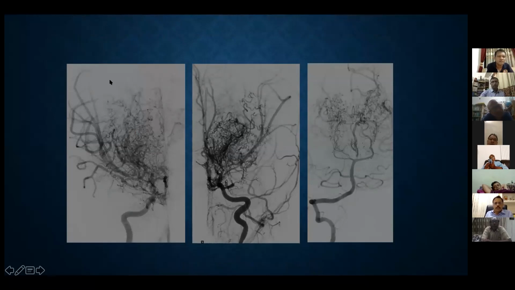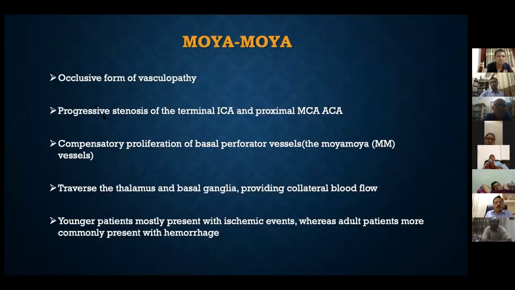So moyamoya is an occlusive form of vasculopathy. There's a progressive stenosis of the terminal ICA and proximal MCA and ACA. And there's a compensatory proliferation of basal perforator vessels, which give rise to this appearance, moyamoya, a Japanese word for puff of smoke. These collaterals go through the thalamus and basal ganglia to provide collateral flow. Young patients present with ischemia, whereas adult patients more commonly present with hemorrhage.